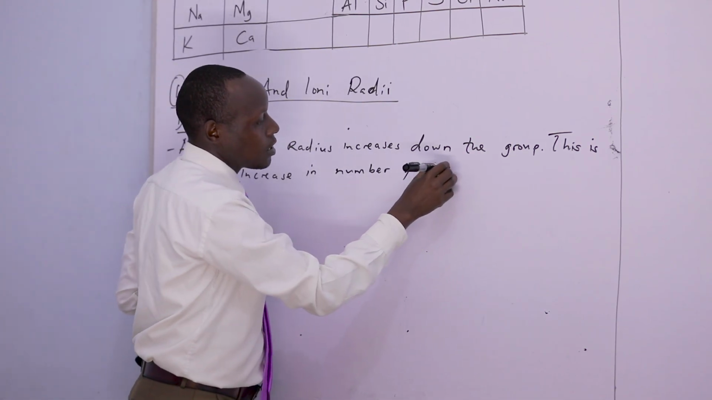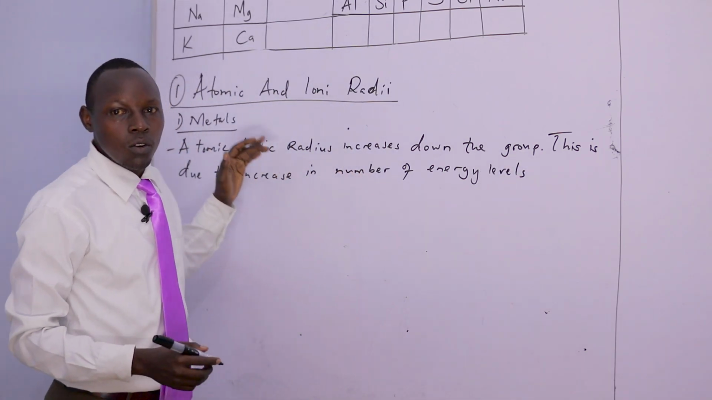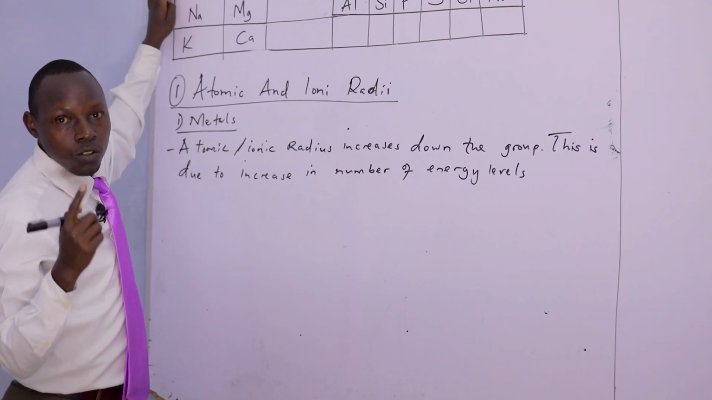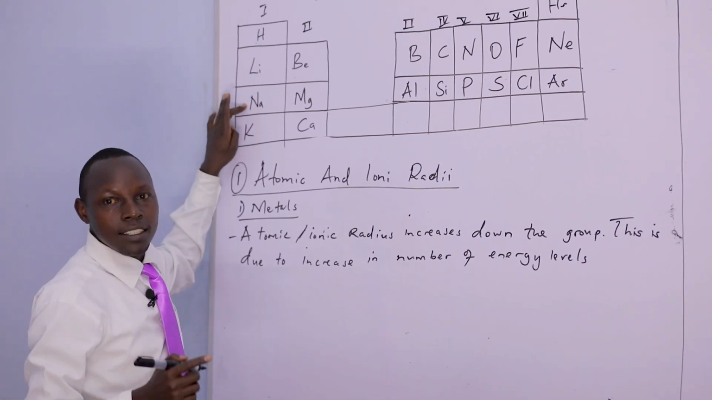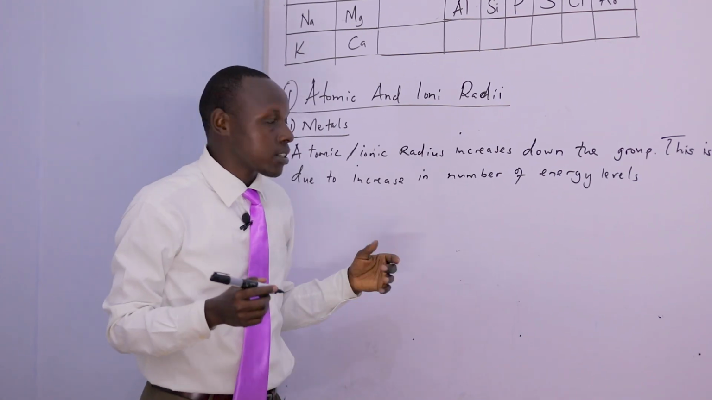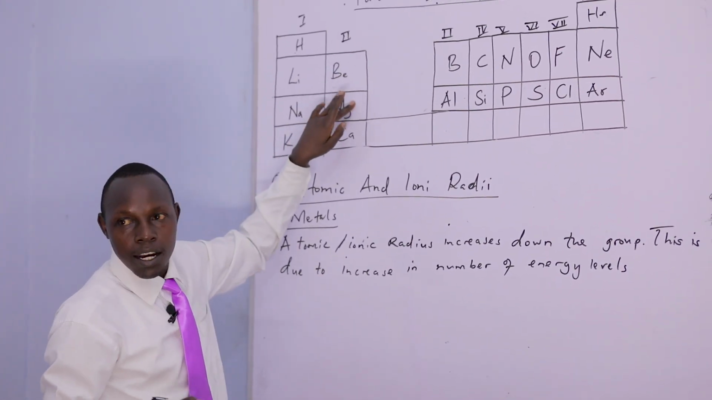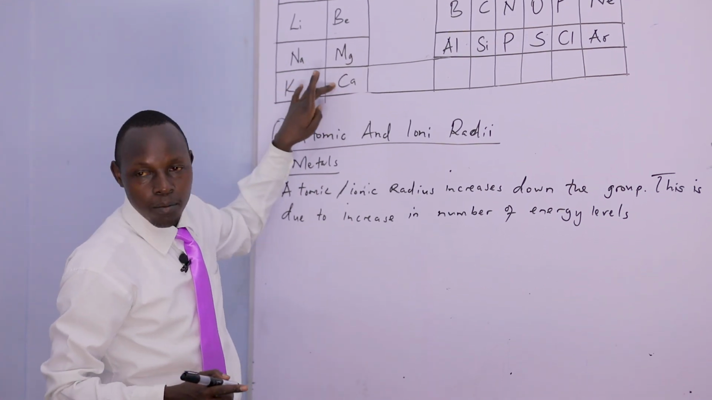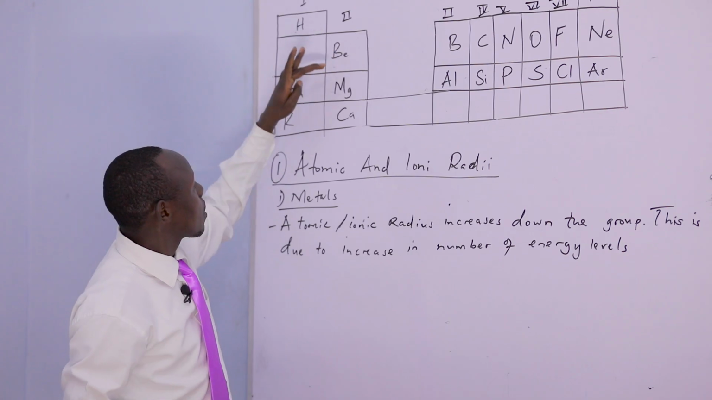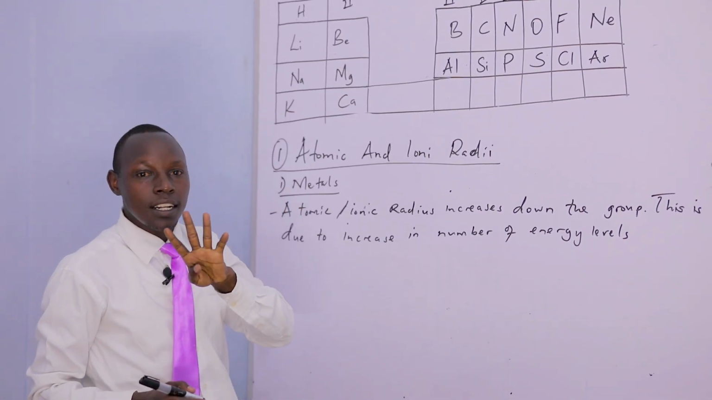of energy levels. So as we go down the group, lithium has 2 energy levels, sodium has 3 energy levels, potassium has 4 energy levels. Similarly, beryllium has 2 energy levels, magnesium has 3 energy levels, calcium has 4 energy levels.